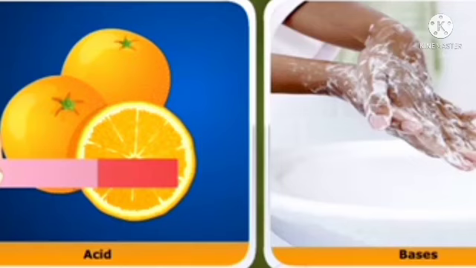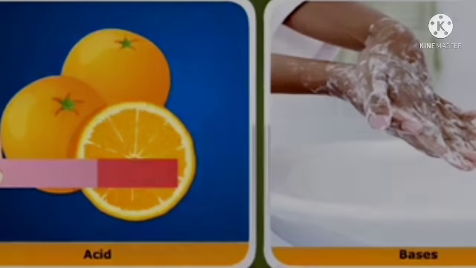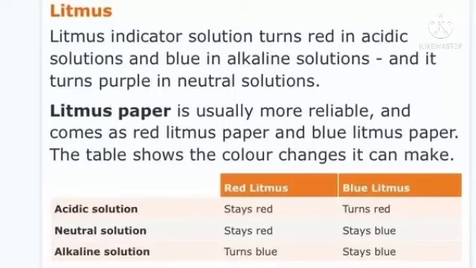Litmus is available in the form of solution or in the form of strips of paper. Once again, listen. Litmus indicator solution turns red in acidic solutions and blue in alkaline solutions, and it turns purple in neutral solutions. Litmus paper is usually more reliable and comes as red litmus paper and blue litmus paper. The table shows the color changes it can make.